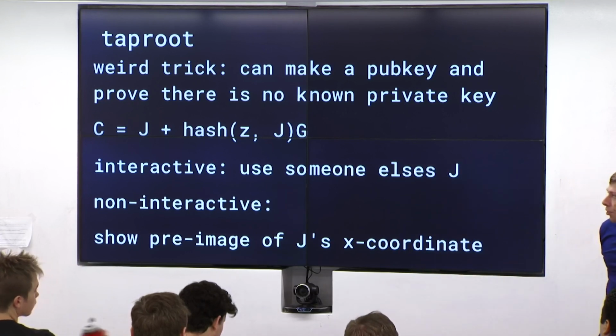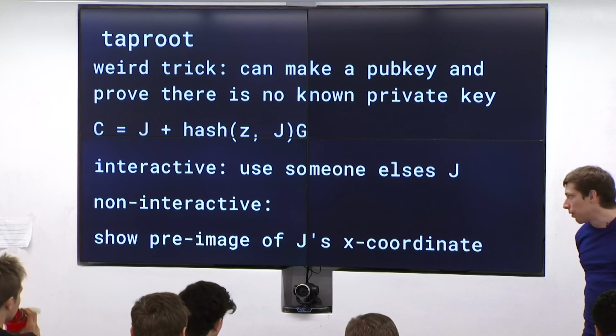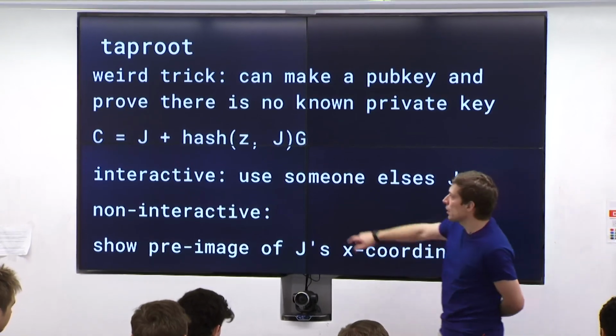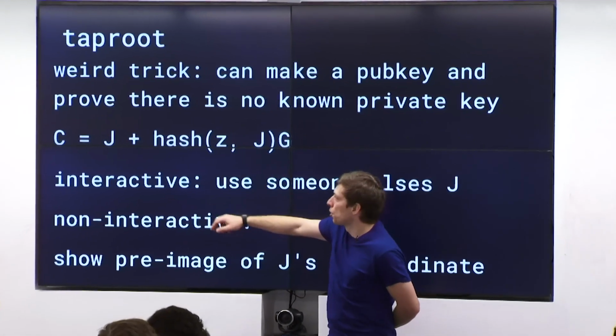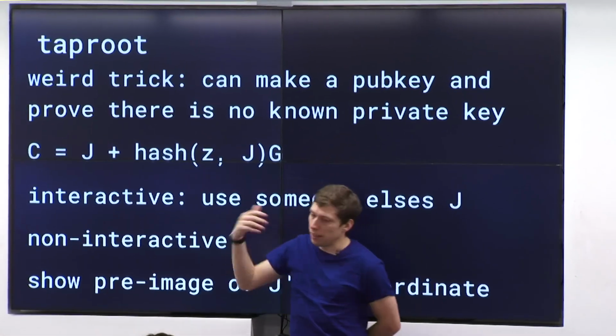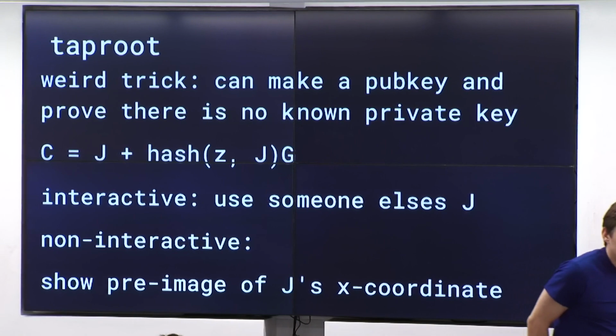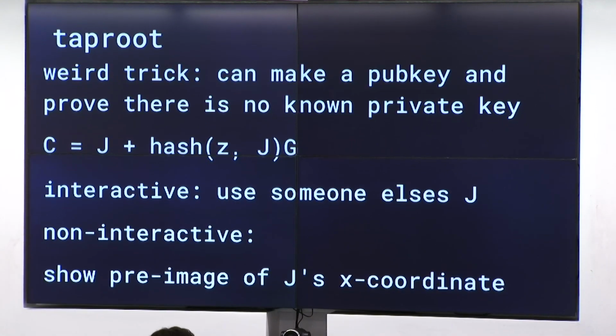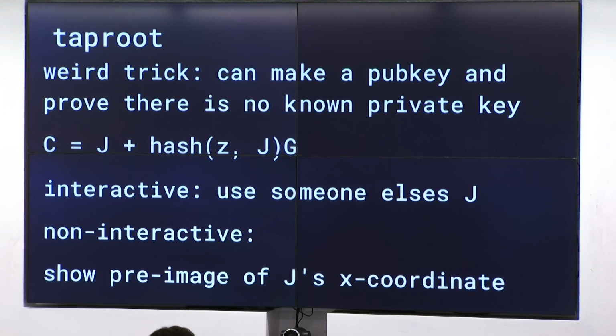For normal usage, you just send to key C, spend from key C, you're done. And if you want to spend from the script Z, you just provide J, the script Z, and then execute the script. So it's nice in that you might have had a script and then you didn't use it, so you didn't reveal that there was a script.